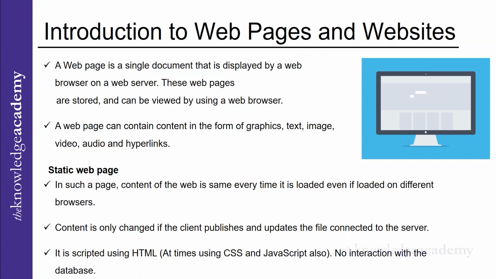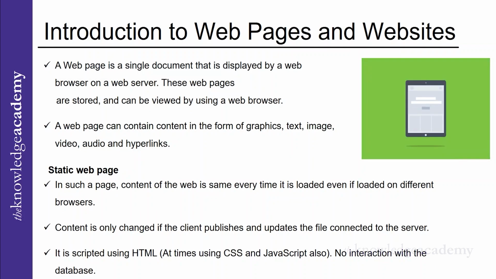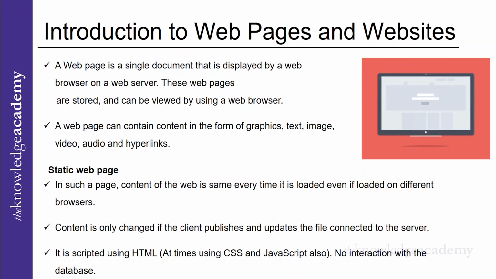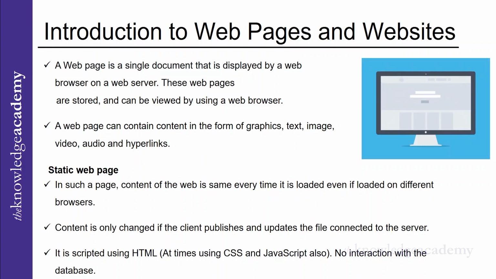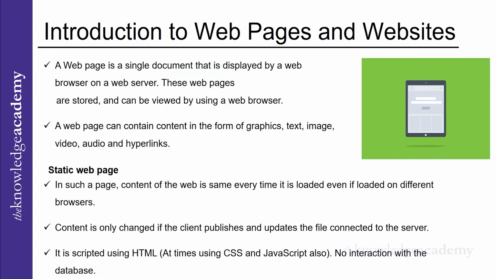A web page can contain graphics, text, images, video, audio, and hyperlinks. So what are hyperlinks? Hyperlinks are web page links which link one web page to another one. We see hyperlinks almost every day when we browse the web. There are types of web pages. One of them is the static web page. So what is a static web page?